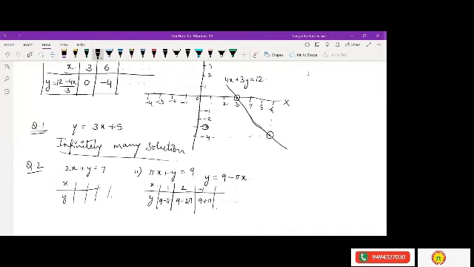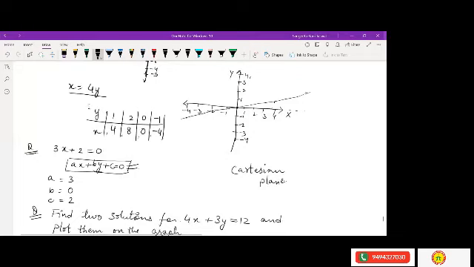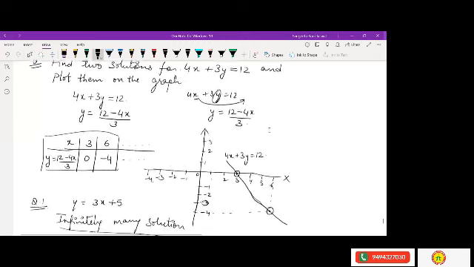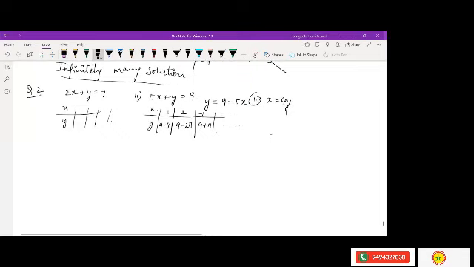Similarly, for the third one, we have x equals to 4y. X equal to 4y, we just did, no? We have already done it, and we did the plot also. So the third one is x equals to 4y.